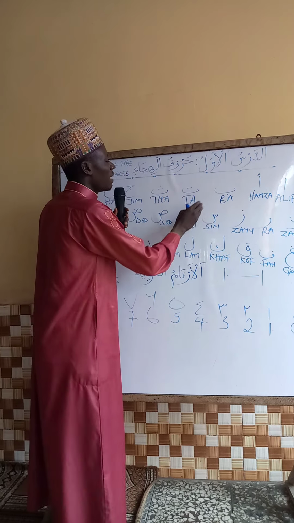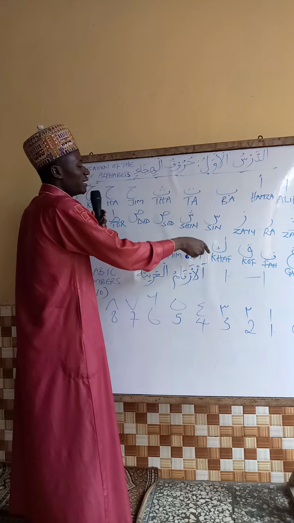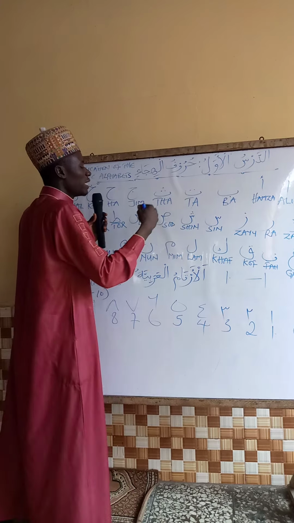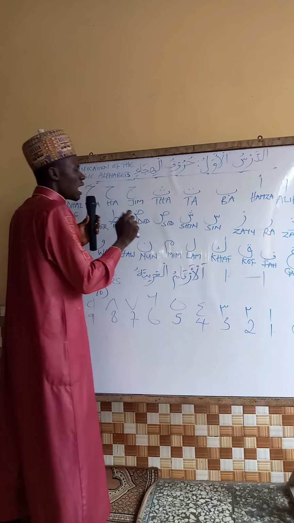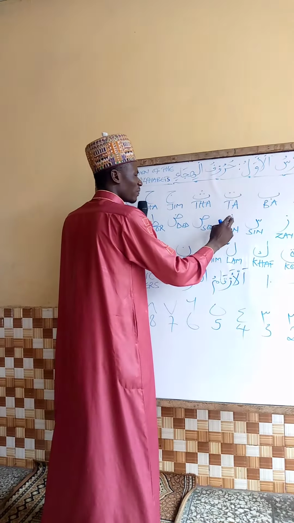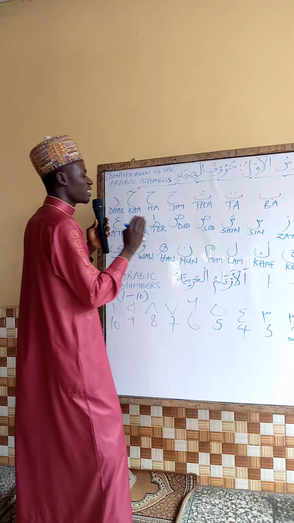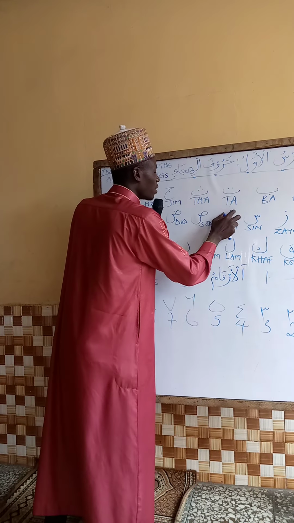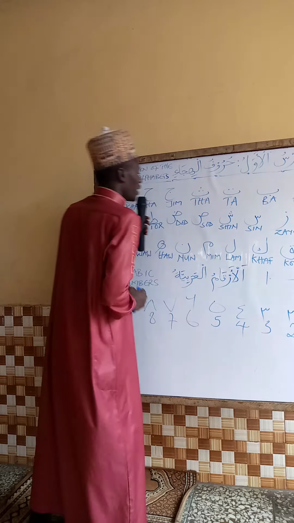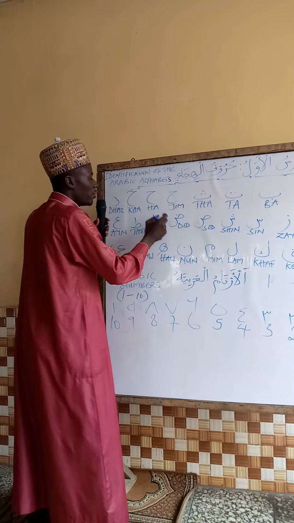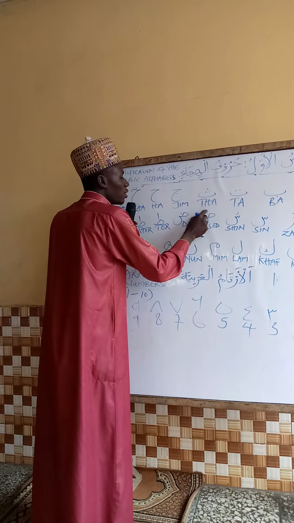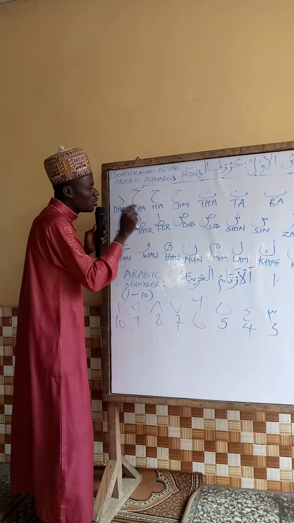So whenever you come across any alphabet that is written in this form, you should know that if it is not Sin, it is Shin. So how are you going to identify Sin from Shin? The way you are to identify Shin from Sin is that Shin has 3 dots on top, while Sin has no dots. Then let's proceed to Sod and Dod. This is Sod, it has no dot on top, while Dod has a dot on top.